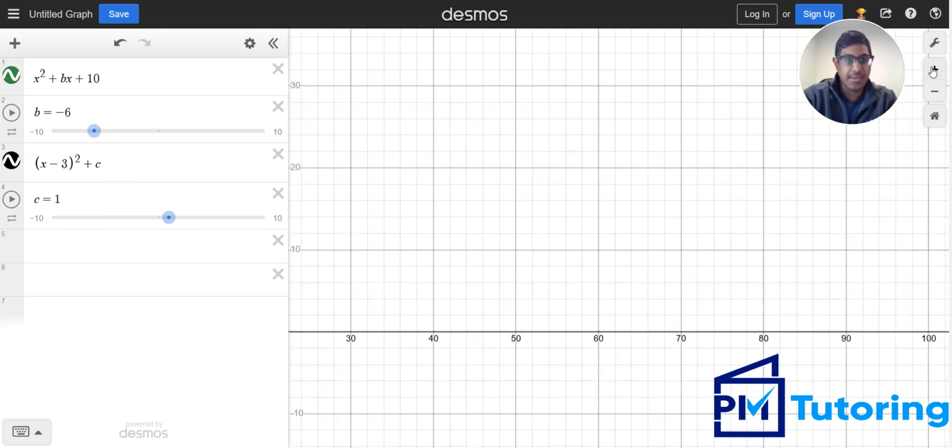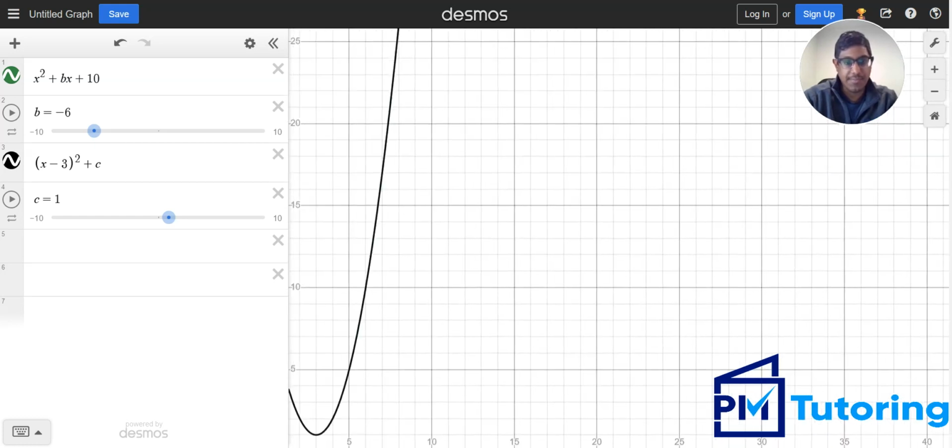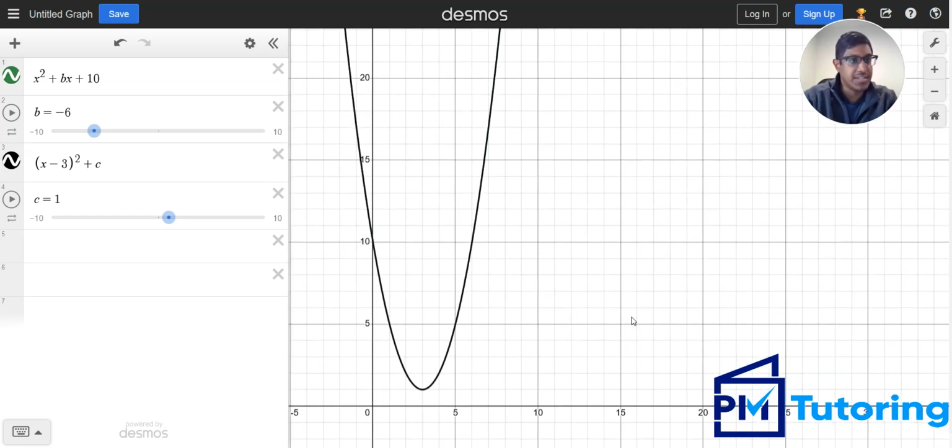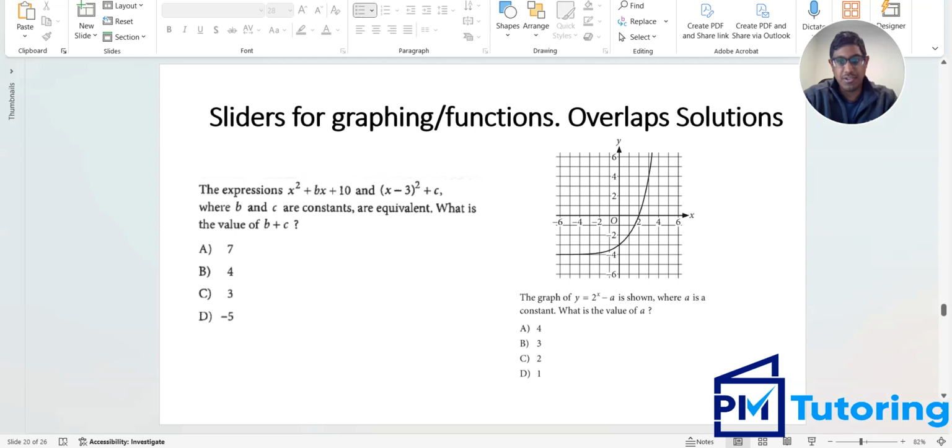And we can just zoom in, make sure those do, in fact, overlap each other fully. And it looks like they do. So -6 plus 1 is -5. We could do something like this over here as well.